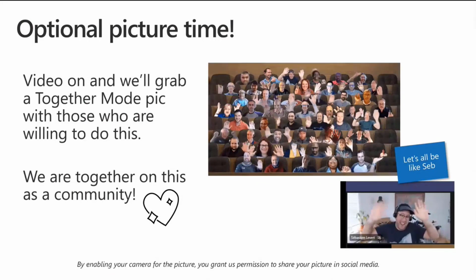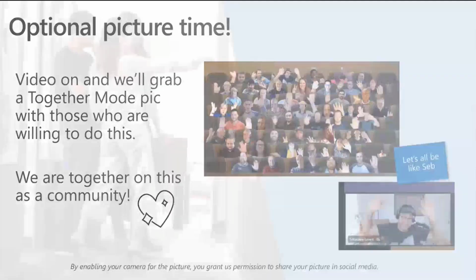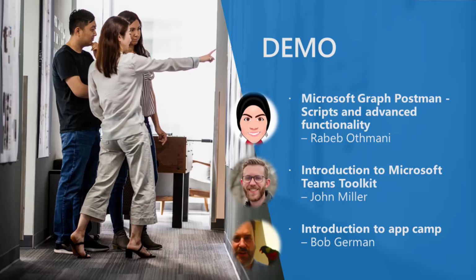Who knows? We'll see. Now, let's actually go to the real stars of today's, which is Robeb, John Miller, and Bob German. So we'll start with Robeb around Microsoft Graph Postman scripts and what we can do over there. So showcasing the power of those Microsoft Graph APIs. And then we'll move to John and Bob after that. But Robeb, take it away. Thank you, Vesa. Right.